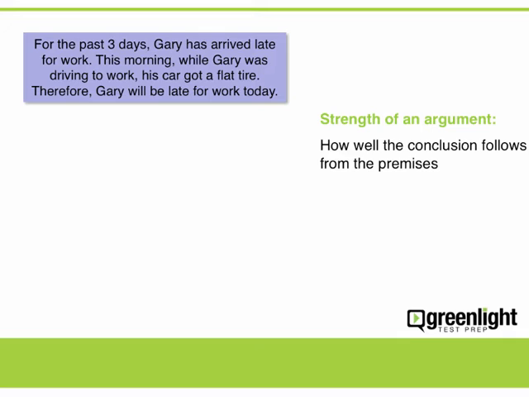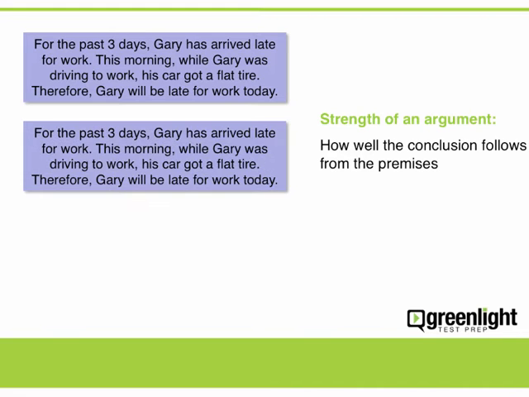They will be less than perfect, and our task will often be to weaken or strengthen them by adding new premises or modifying the existing premises. For example, notice what happens when we take the argument about Gary and we change it so that he's been late to work for the past 53 days. This new premise would seem to strengthen the conclusion that Gary will be late to work today.